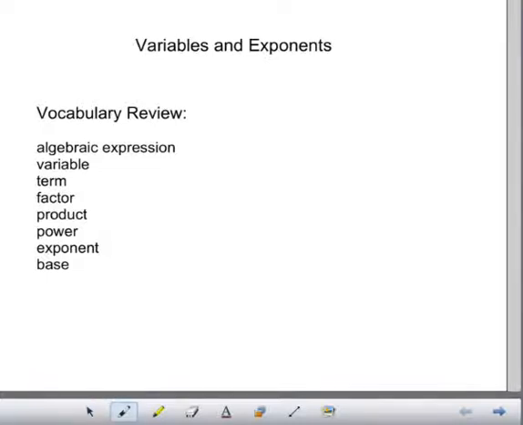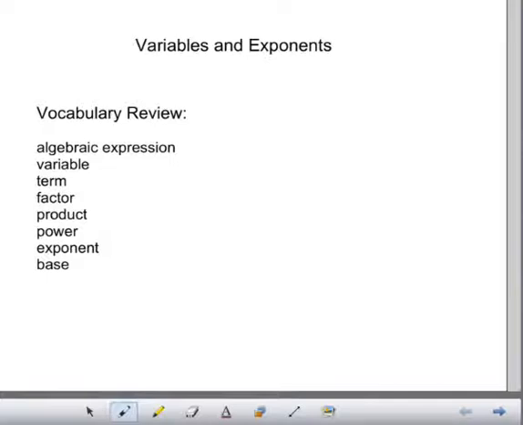An algebraic expression, first off, is an expression. We remember what an expression is. An algebraic expression is going to have variables and operation signs, and it does not have an equal sign. Remember, an equation has an equal sign, an expression does not.